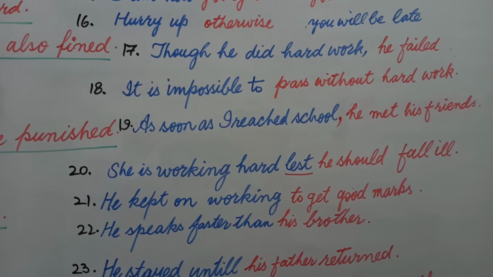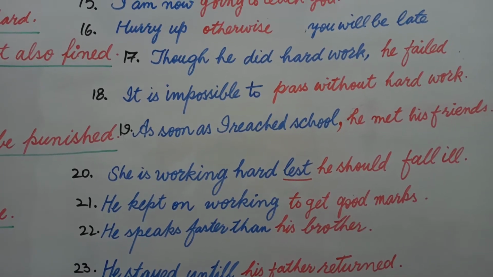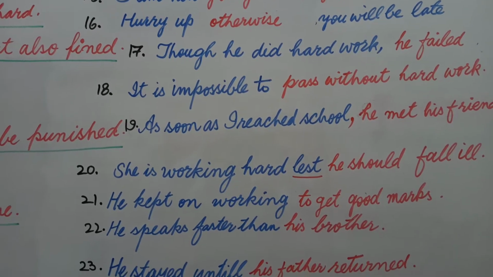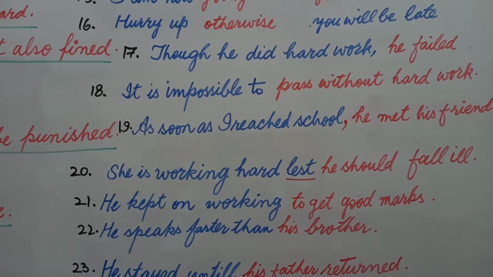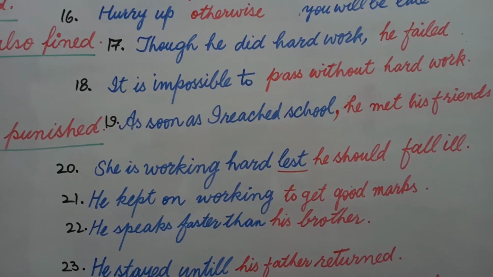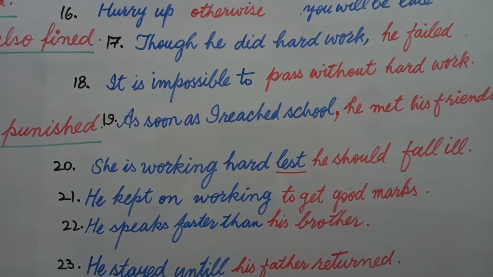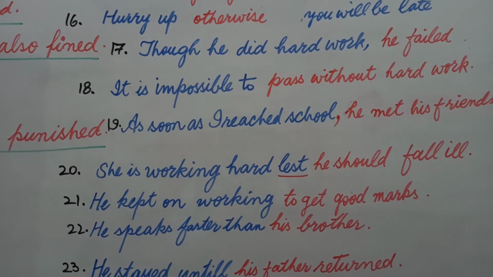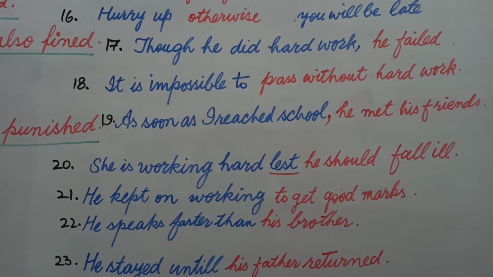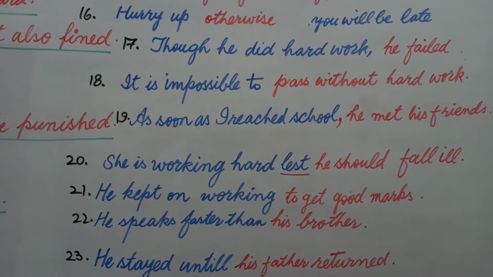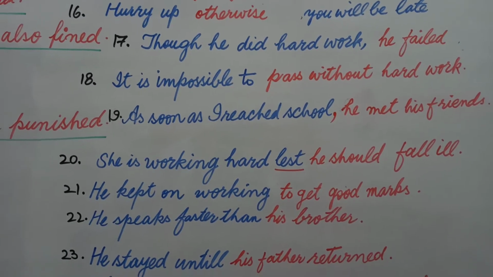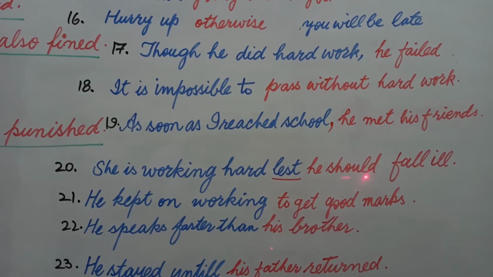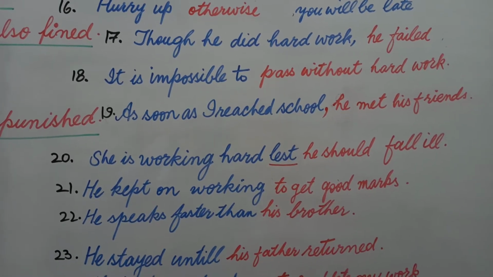It means somebody is doing extremely hard work and it will make somebody fall ill. So lest indicates a warning, and this warning is written with the help of should, and not isn't written here without not. Also, although not is included in the sense of lest, so always use should after lest, and this sentence should be negative, but not should not be written here.